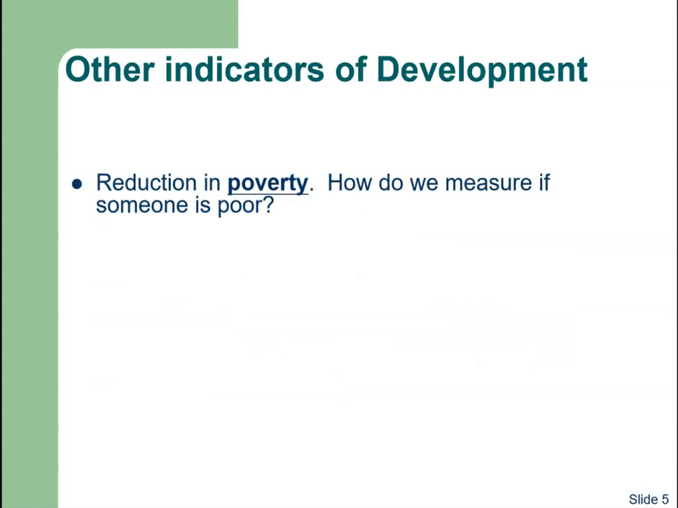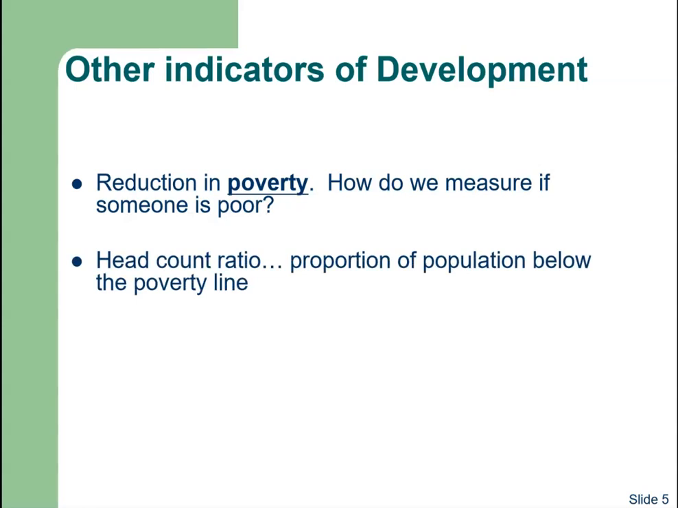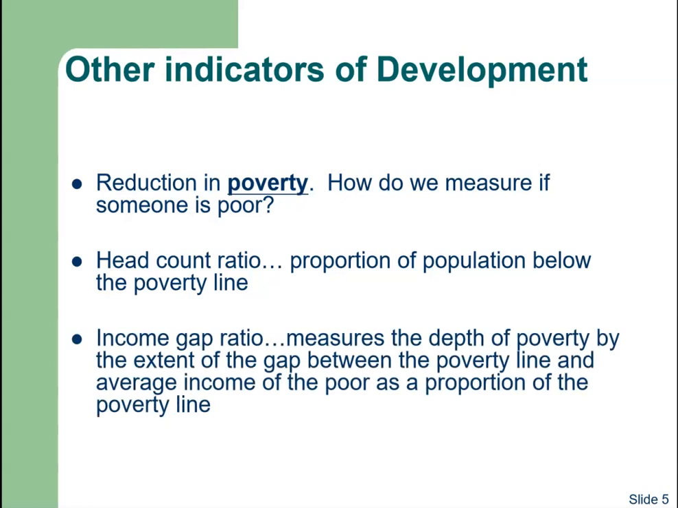Some other indicators of development include, for example, reduction in poverty. How do we measure if someone is poor? One approach is the head count ratio, which means the proportion of population below the poverty line. But this is not sufficient because it does not concern the depth of poverty. So we also have the income gap ratio, which measures the depth of poverty by the extent of the gap between the poverty line and the average income of the poor as a proportion of the poverty line.